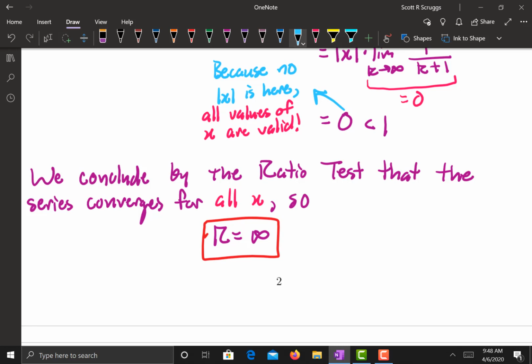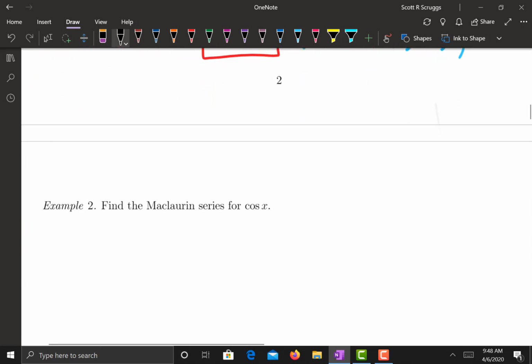And as a side note, that means the interval of convergence is every real number that I can think of. So negative infinity to positive infinity.